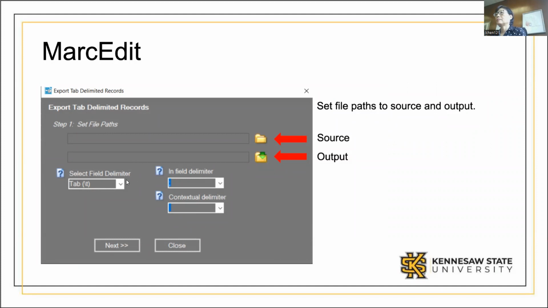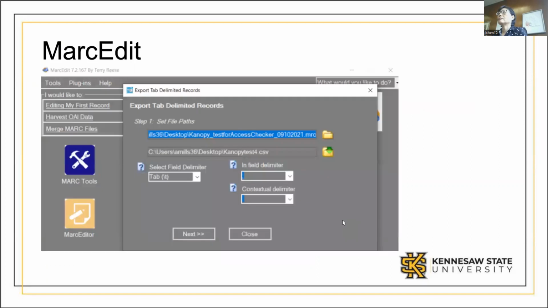Under the select field delimiter, you want to make sure that tab is selected. And then the end field delimiter is just a quotation mark or a semicolon or a comma, either of those things. So this is a screenshot just showing the file name for source. As you can see, it's an MRC file. And then the output file, which is the folder with the green down arrow, will be the location of the MARC file that was converted to CSV. And we'll use that to open up Excel. At this point, you can go ahead and click Next.